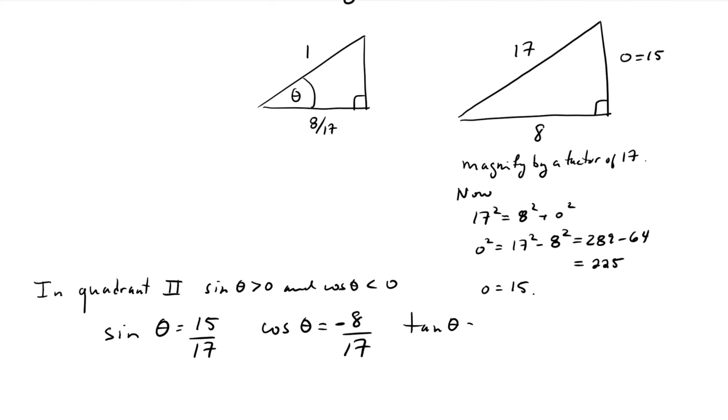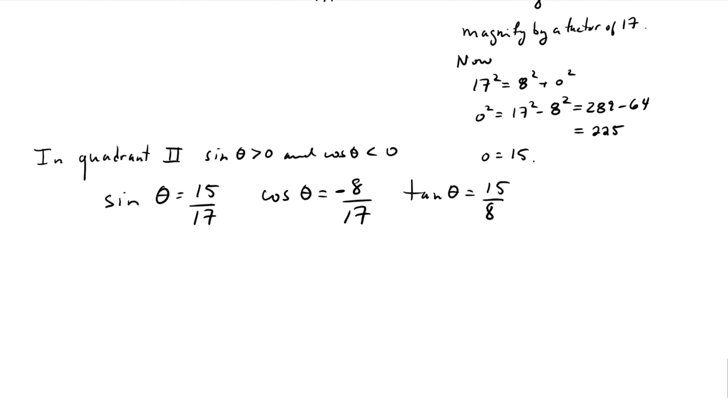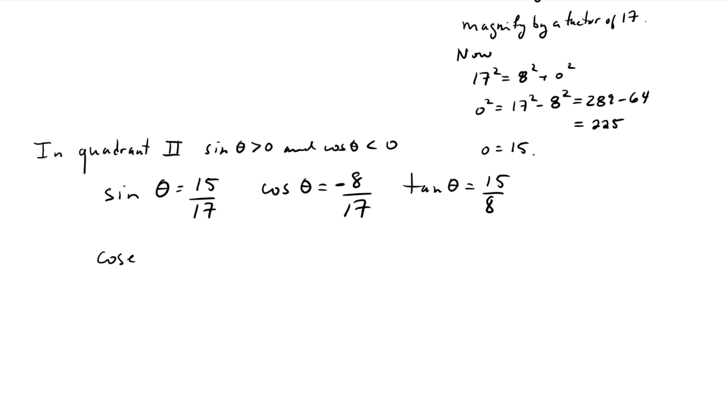look at tangent, super easy to get. It's opposite over adjacent. Okay, and finally for cosecant, it's the reciprocal of sine, so 17 over 15. Secant, of course, we're told what it was actually, so I'm just going to recopy it here. And finally, cotangent is 8 over 15.